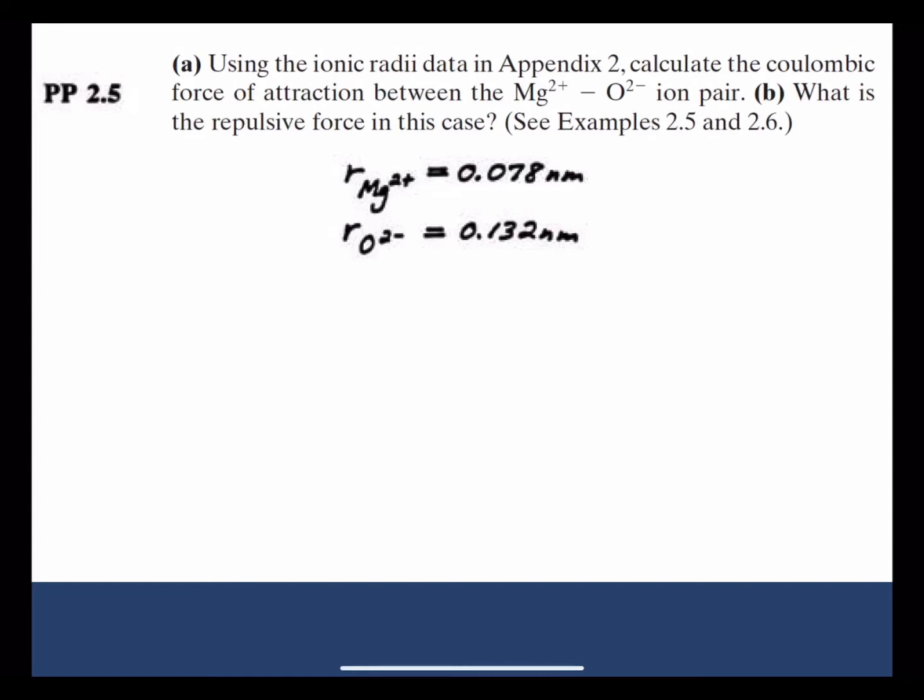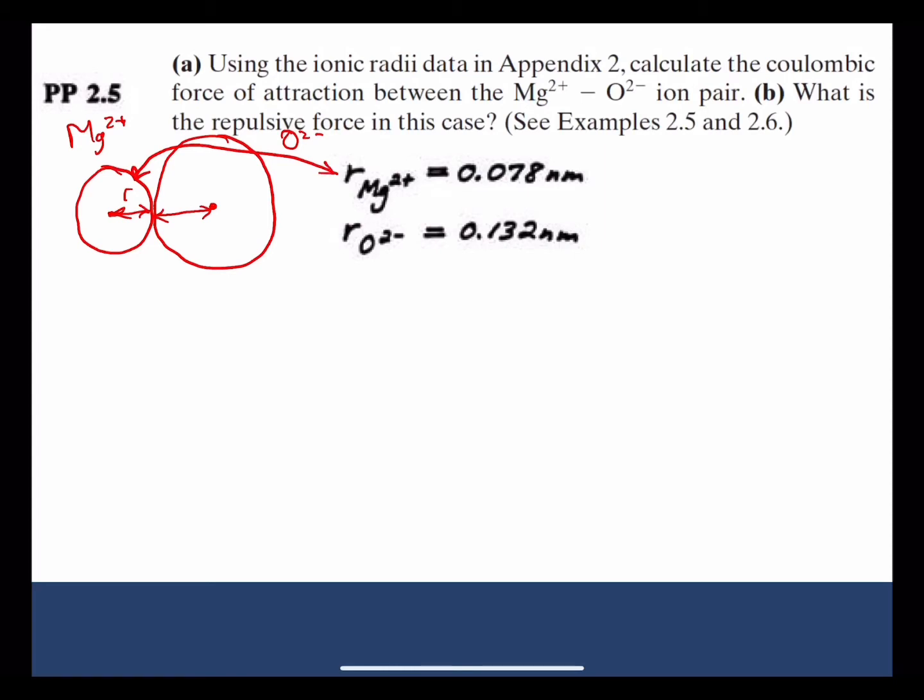Okay, so what we'll do here is first get a depiction of what's going on. So we have our two ions in question. They have a nucleus at the center of these spheres. We know that the smaller one is going to be the magnesium cation. We know that the larger one is going to be the oxygen 2- oxide anion. And we know their radius from the appendix information also listed on screen. So the R magnesium is right here, and the radius of the oxide is right there.